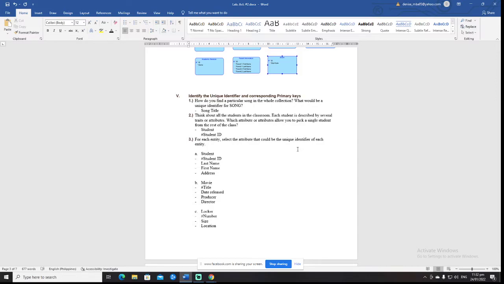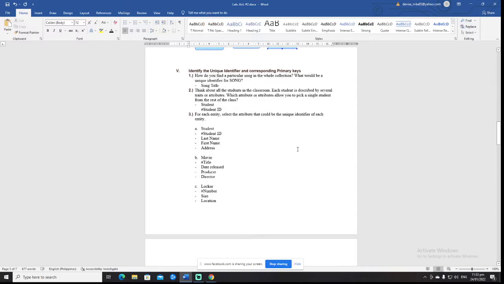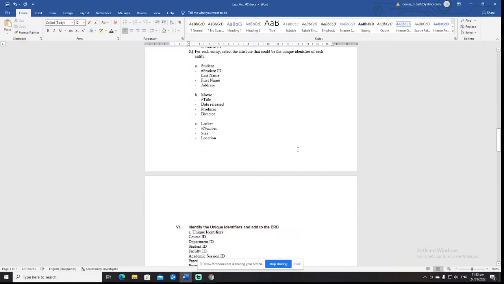Next is the movie. The title of the movie is the primary key. Next is when it is released, then the producer and the director. Lastly is the locker, to identify what locker you use. The primary key is the number. Next is the size and its location.